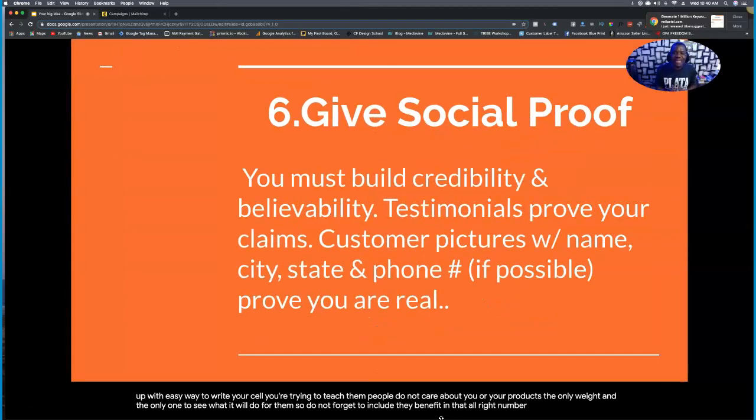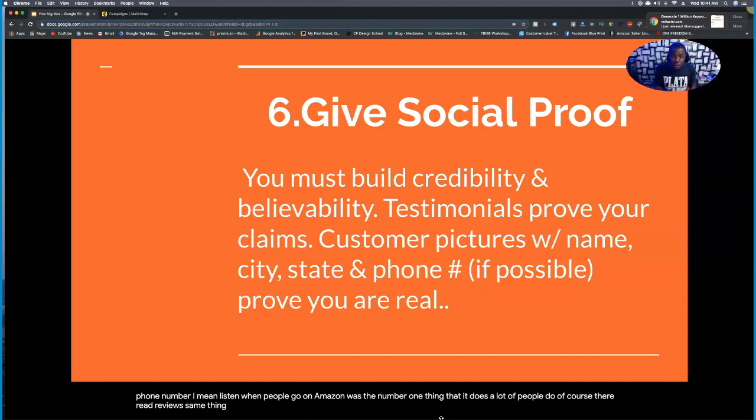All right, number six. Give social proof. Again, you must build credibility, right? And believability. Testimonials prove your claims. Customers' pictures with name, city, state, and phone number. I mean, listen, when people go on Amazon, what is the number one thing that a lot of people do? Of course, they read reviews.